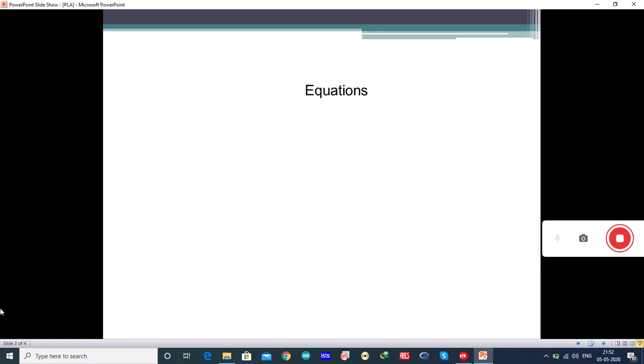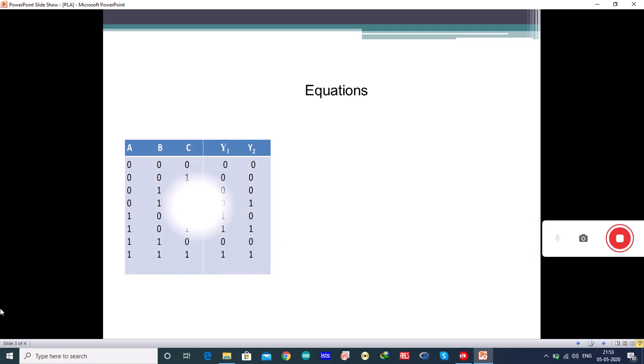Once you have the truth table, now we need to write the equations. You can use either K-map or Boolean algebra. It all depends on the complication or our wish. So you have the truth table here. Because it is very simple, I am not going for K-map. I am trying to write it from Boolean algebra.